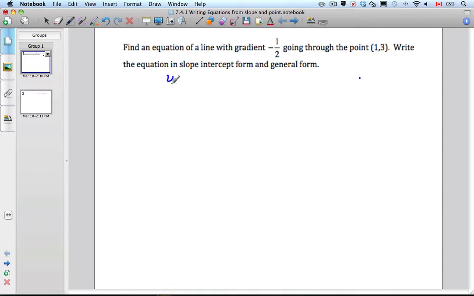Slope-intercept form, we all know, is y equals mx plus b. The general form is ax plus by equals c. Two important things here: we know our slope is -1/2, but we don't know the y-intercept, our b. We just know a point, which is an xy value. So how are we going to start?